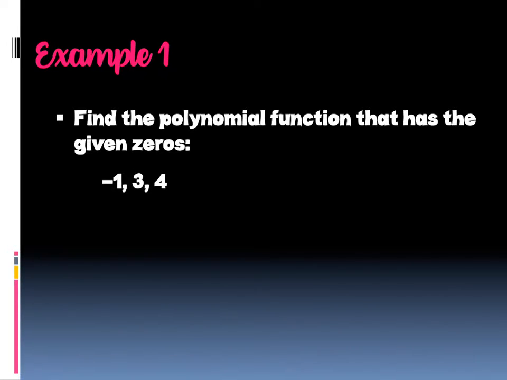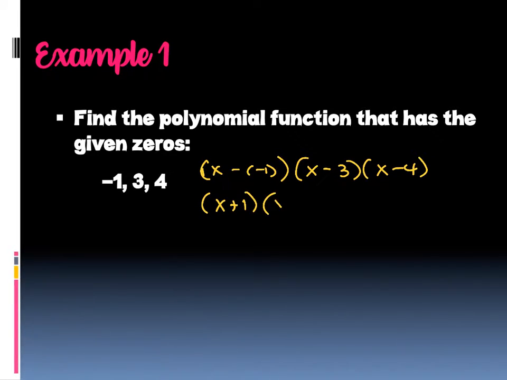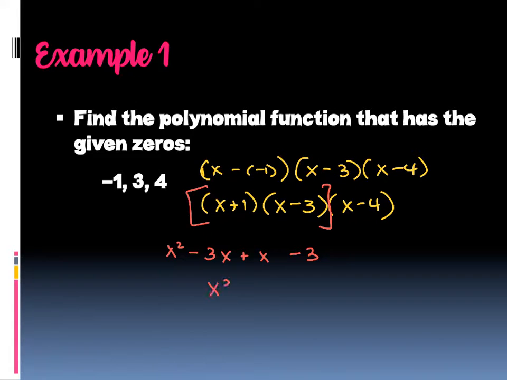Find the polynomial function that has the given zeros. So it would be x minus a -1, x minus 3, and x minus 4, which becomes x plus 1, x minus 3, and x minus 4. And then you're just going to FOIL them out, 2 at a time. I'll start with these two. x squared minus 3x plus x minus 3, which becomes x squared minus 2x minus 3.